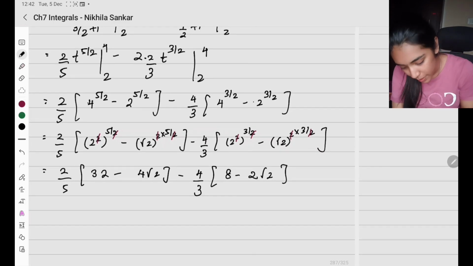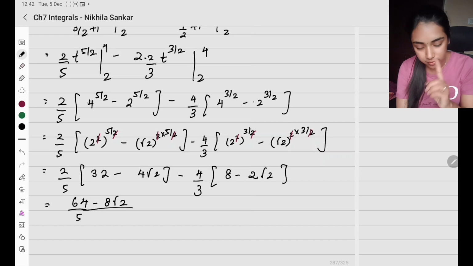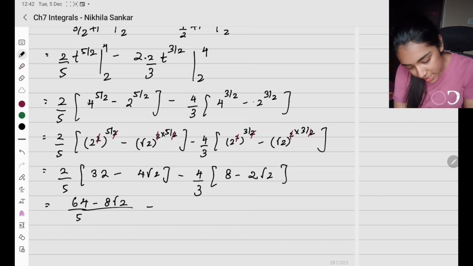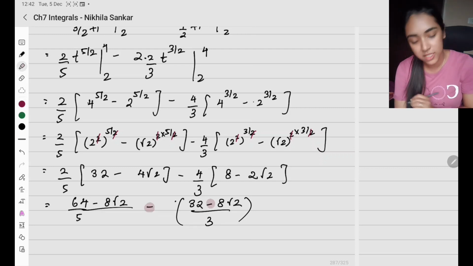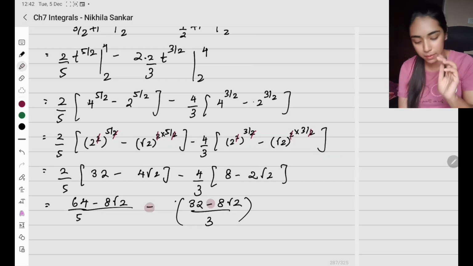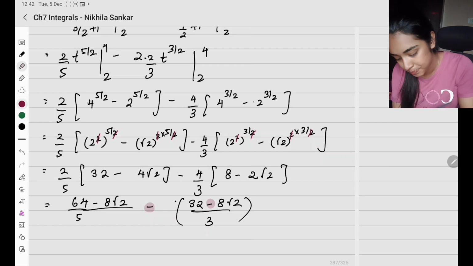Okay, so now what am I going to do? I multiply inside. So I have 2 2s are 4, 3 2s are 6, divided by 5, minus 4 2s are 8 minus root 2. I take this as a whole division. Minus, I have 4 multiplied inside: 8 4s are 32 minus 4 2s are 8 root 2, divided by 3 inside a bracket. Remember that I have not multiplied this minus inside yet. Now when I take the LCM, it is 15.